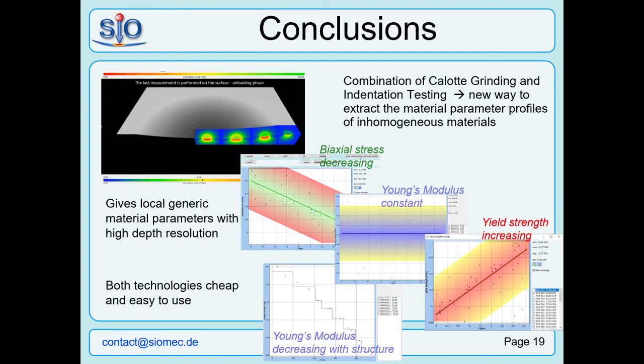So, in conclusion, we might state that a combination of Calotte grinding and indentation testing offers a new and indeed very reliable and effective way to extract the material parameters of multi-layered materials. This method gives you generic material parameters of each part, as well as important hints about its structure. Both technologies are relatively cheap and easy to use, and you don't need an additional measurement device or other expensive analysis tools.